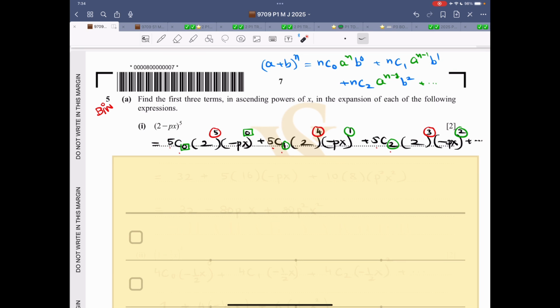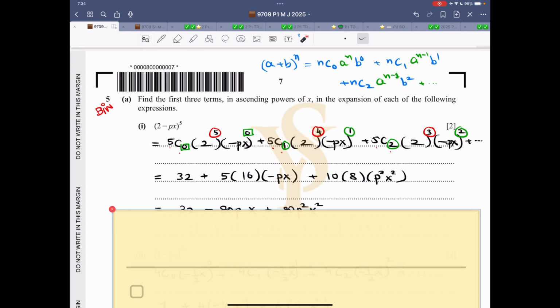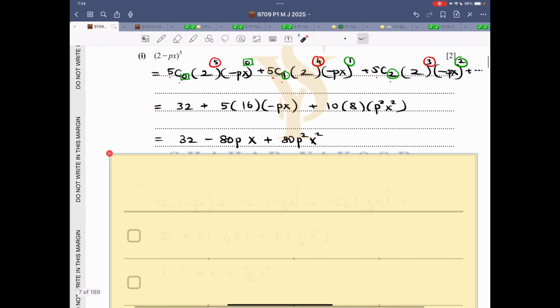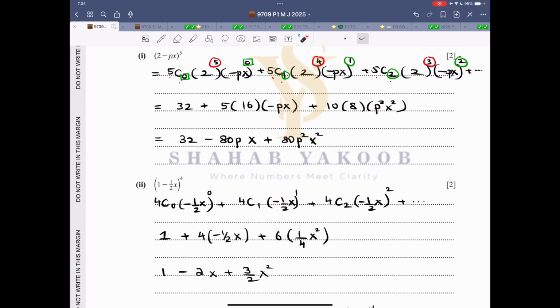And then take care of the positive negative sign. This is what you are getting. That is 32 minus 80px plus 80p square x square. These are the three terms.